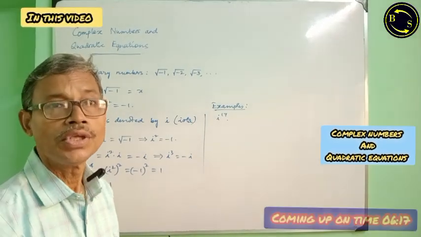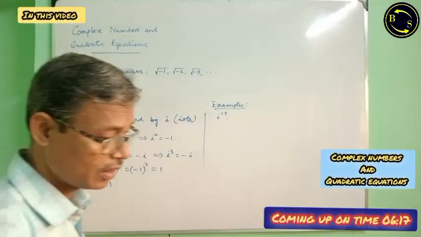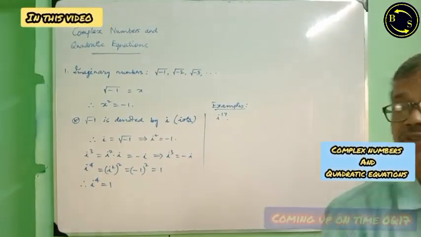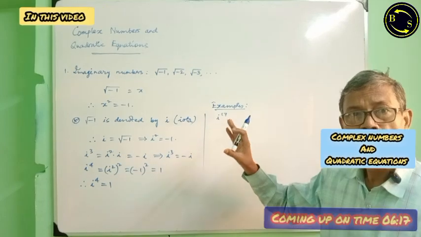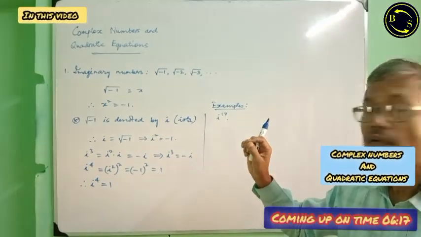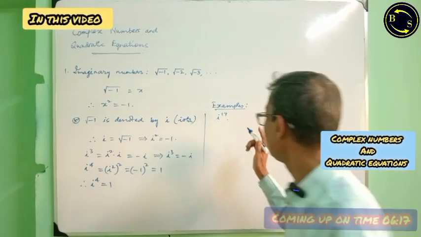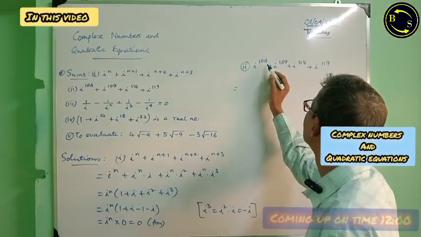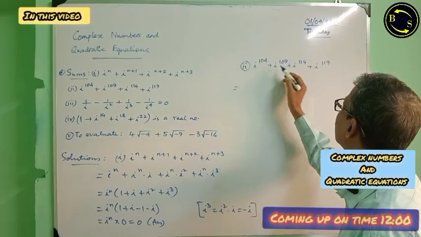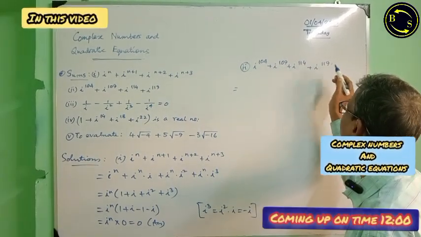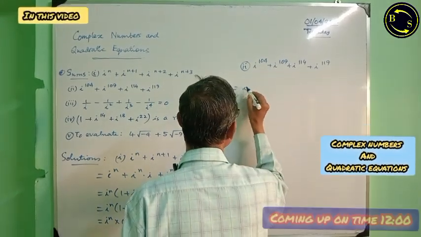How to evaluate i to the power 17? Since the power is 17, that can be expressed as a multiple of 4 plus 1, that is 4 into 4 plus 1. I write that, you see, 104 is the lowest of 104, 109, 114 and 119. Therefore, I take i to the power 104 as a common factor.